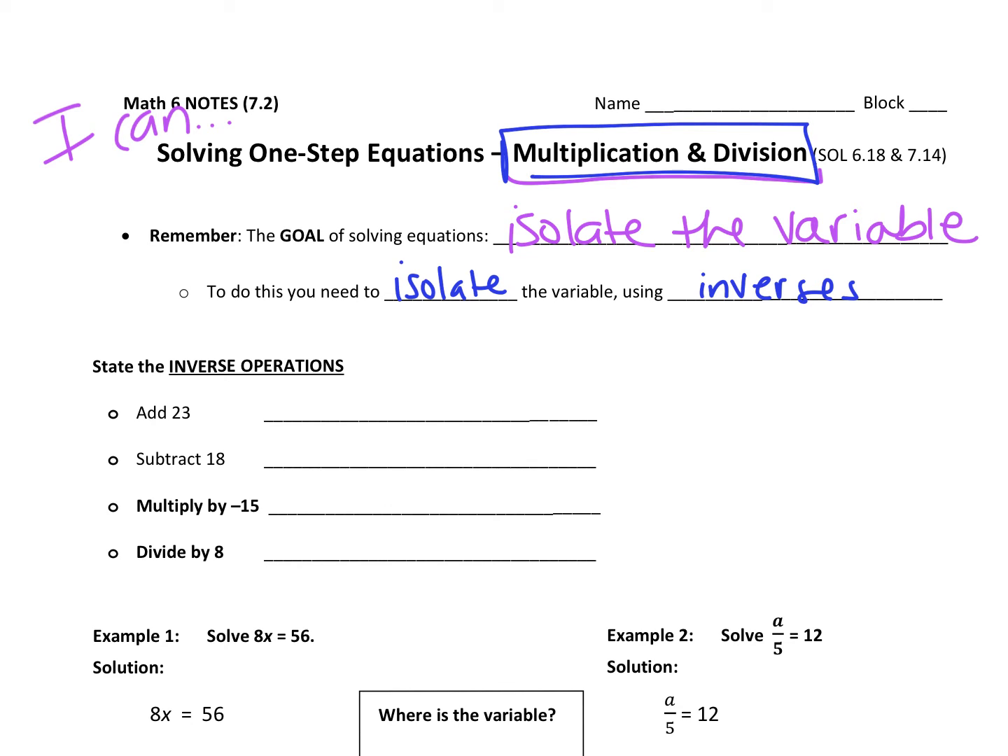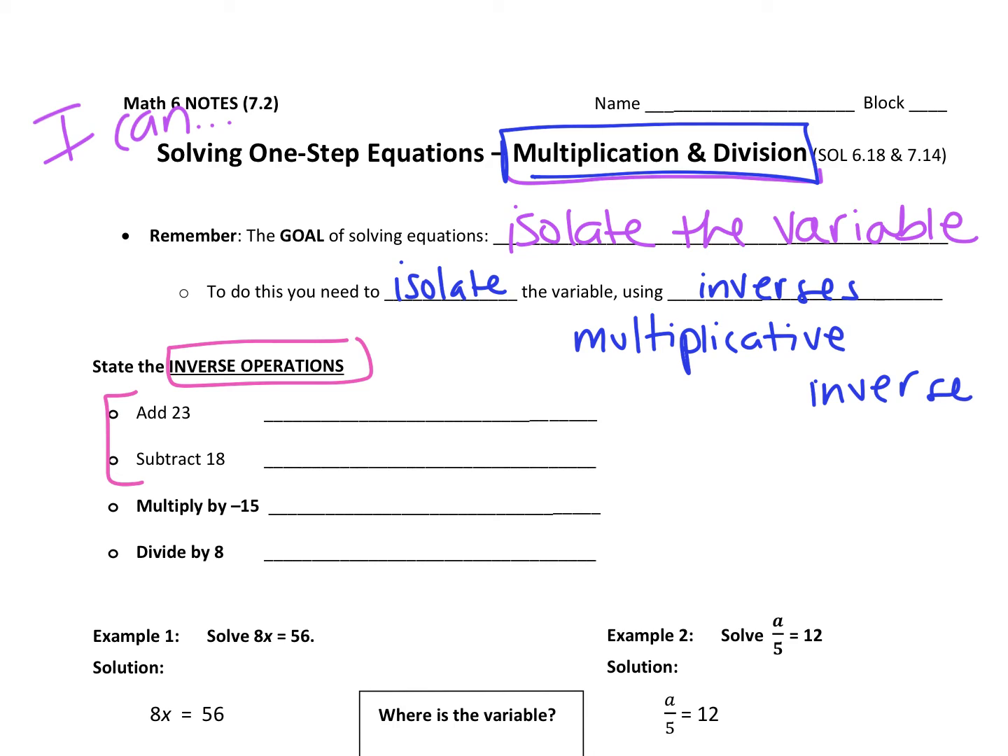Specifically, when we talk about multiplication and division, it's going to be using the multiplicative inverse. So we'll be undoing multiplying or dividing. Yesterday, we talked about how we undo addition and subtraction. Our inverse operation is to do whatever would make it turn 0. So if I add 23, I would have to subtract 23 to undo it. If I'm subtracting 18, I would have to add 18 to undo it.